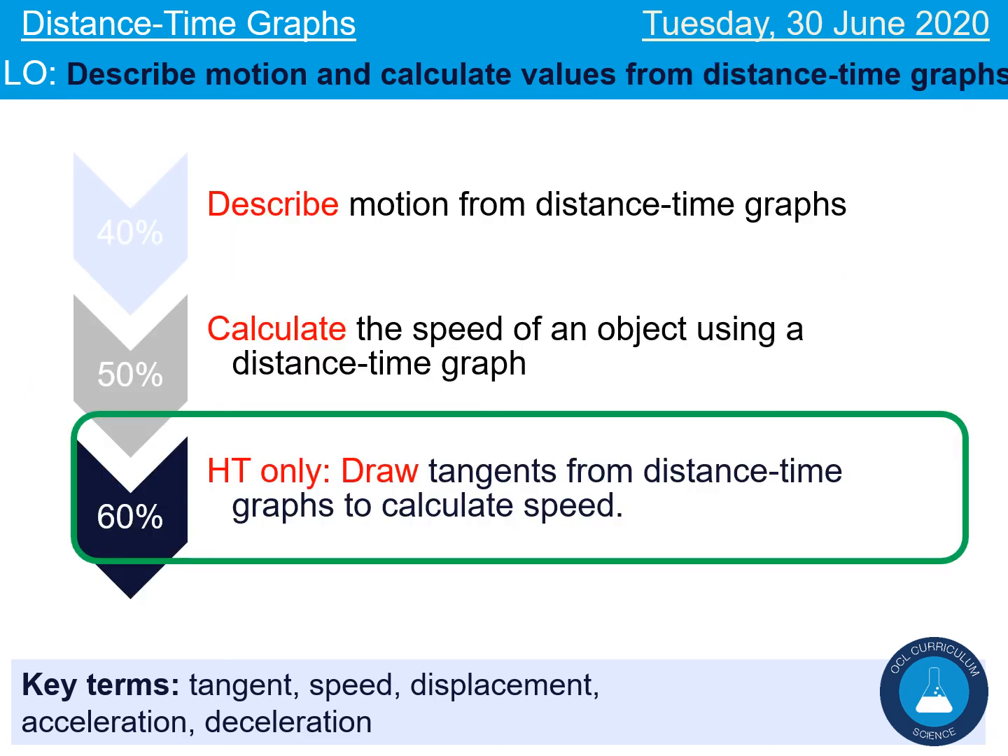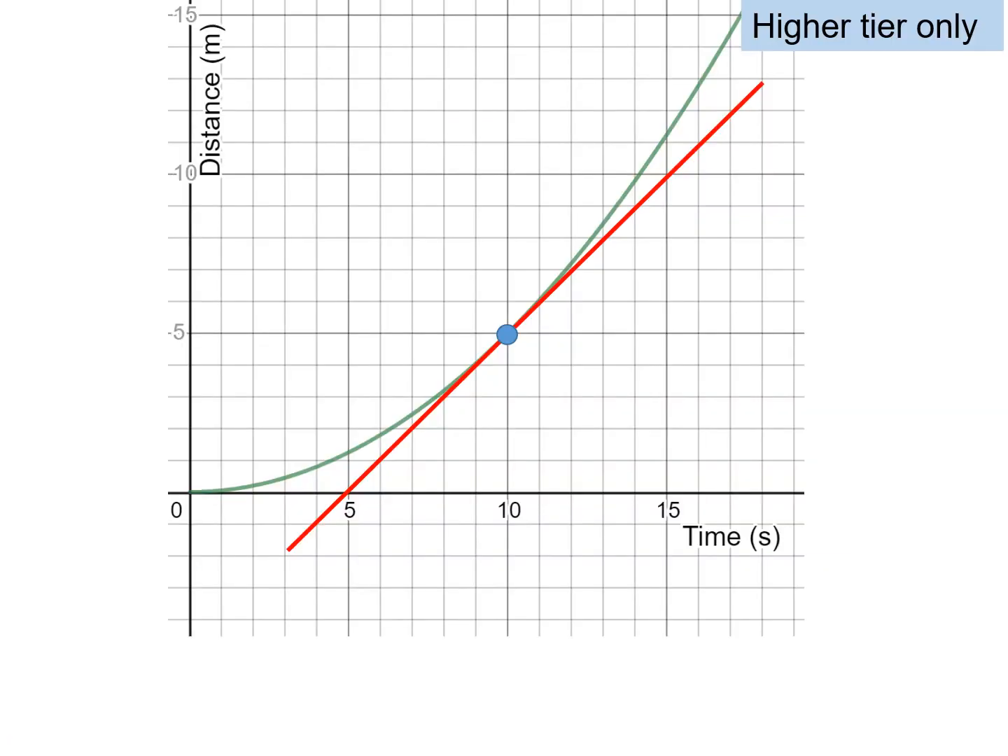This part of the video is for higher tier content only. This is for students in Set A or B, or anyone studying separate science. You will need to be able to calculate the speed of an object using a distance time graph. To work out the speed at any given second for an object that is changing speed, we will need to create a straight line. We will need to draw a tangent.